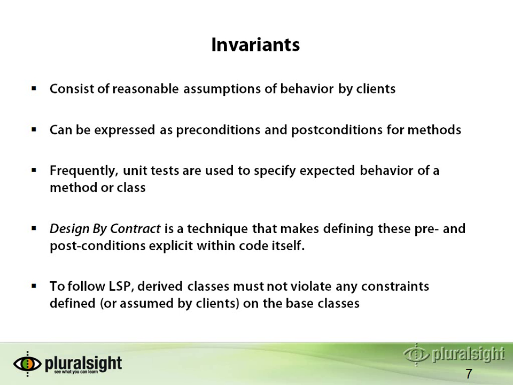Frequently, unit tests can be used to identify what the expected behavior is for a given method or class, and these unit tests should fail if that behavior is broken or changed by a subtype that violates it. There's a practice called design by contract, which is a technique that makes defining these pre- and post-conditions explicit within the code itself. And there are a number of ways that you can use design by contract with C#, but those are beyond the scope of this particular session.